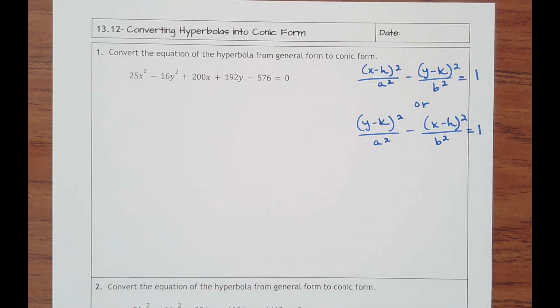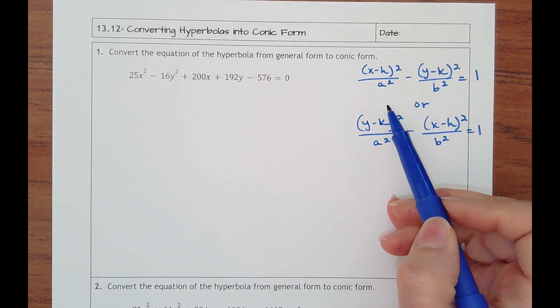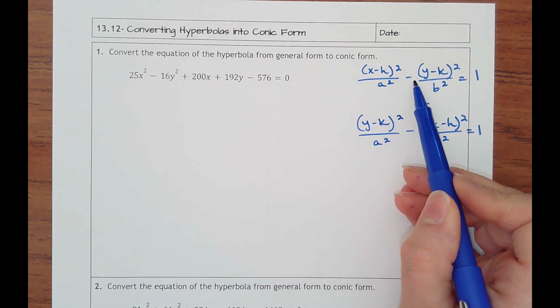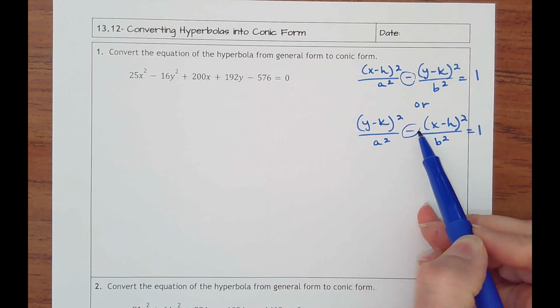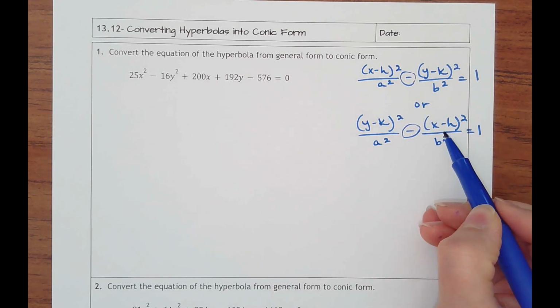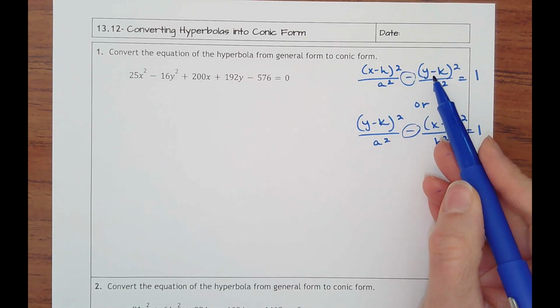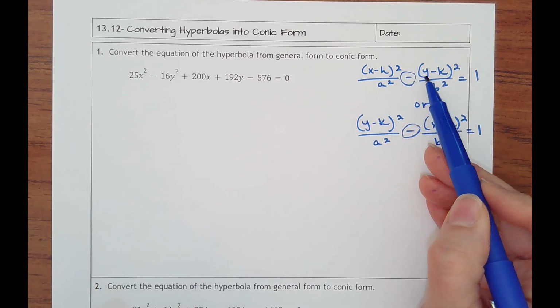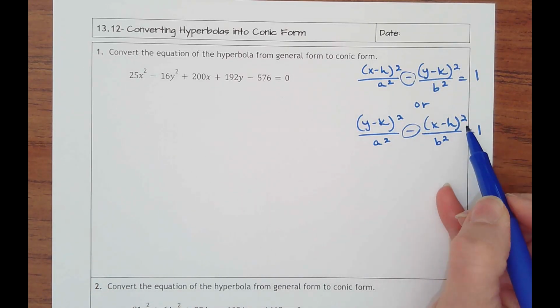Lesson 13.12, converting hyperbolas into conic form. This is the hardest one to do, but it's not really that much different than how we did ellipses because the conic forms of them are very similar. The only difference is it's got subtraction between them. So whatever squared term is negative, we always want to arrange it so that's at the end. Sometimes that can be the y squared term, sometimes it can be the x squared term.